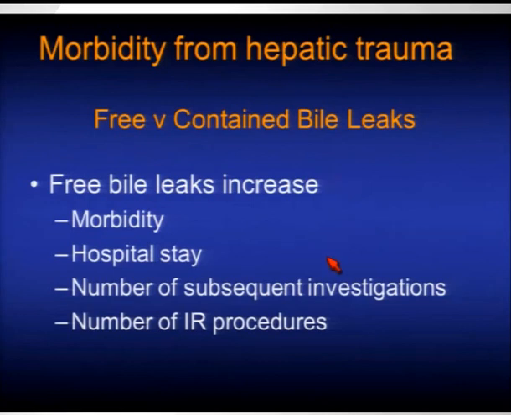If we switch over to the morbidity that you associate with hepatic trauma, this will come from injury to the bile ducts and the gallbladder. And you're going to end up with bile leaks, and you can divide these into free intraperitoneal bile leaks and contained bile leaks or bilomas. And free intraperitoneal bile leaks increase your patient morbidity, increase your length of hospital stay, increase the number of subsequent imaging procedures and investigations the patients have, and increase the number of interventional radiology procedures the patient will undergo.